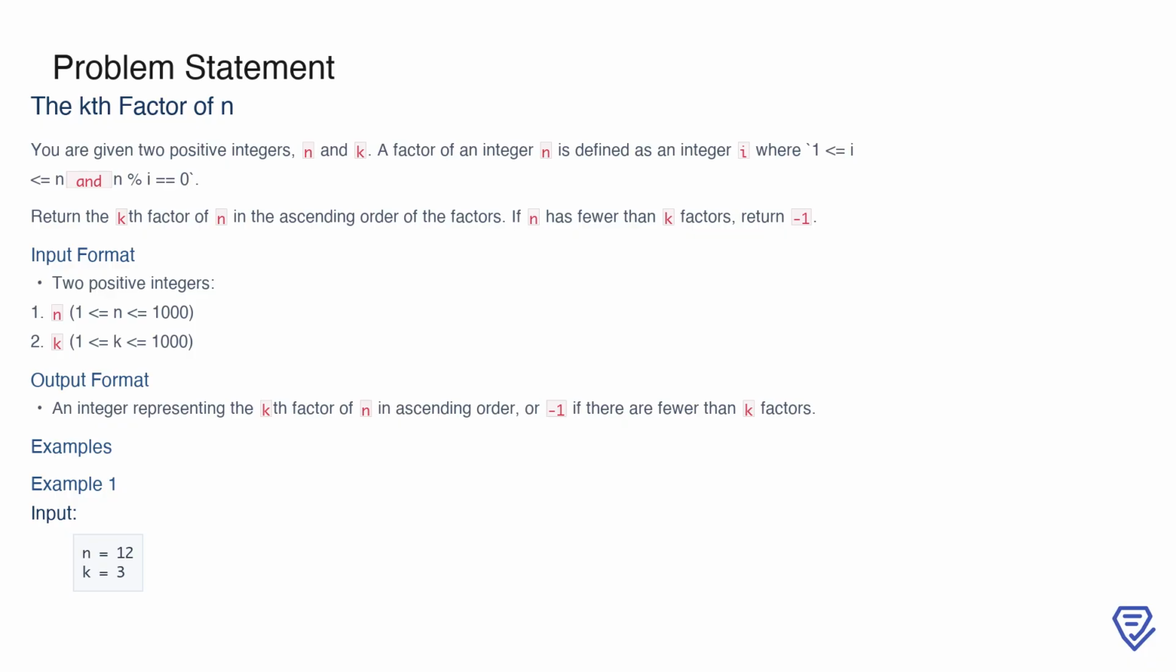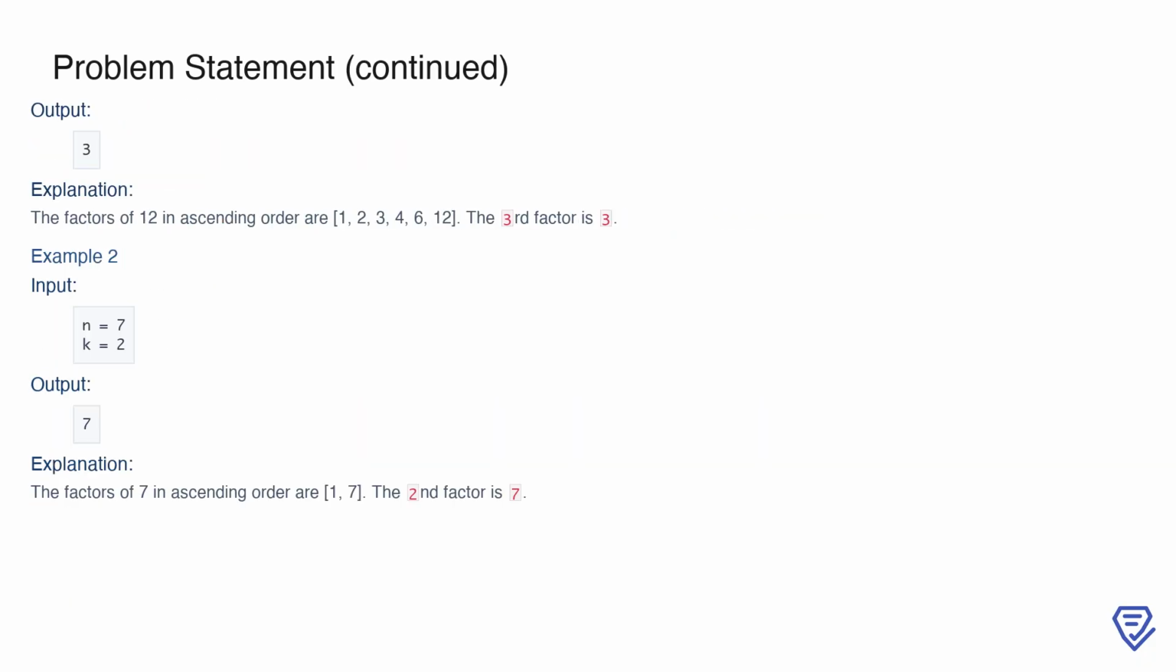For the input format, you'll always receive two positive integers, n, which ranges from 1 to 1000, and k, which also ranges from 1 to 1000. The output will be a single integer, either the kth factor of n or -1 if there are not enough factors. Let's look at some examples to clarify.